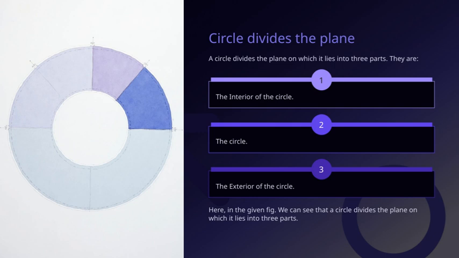Understanding this division is fundamental because it helps us grasp how circles influence the space around them, which is a key concept in geometry and the overall theme of our presentation.